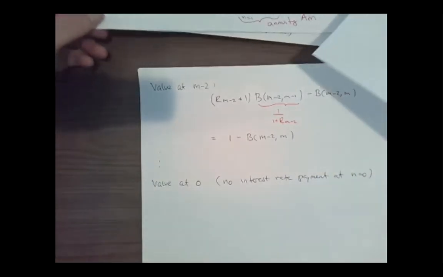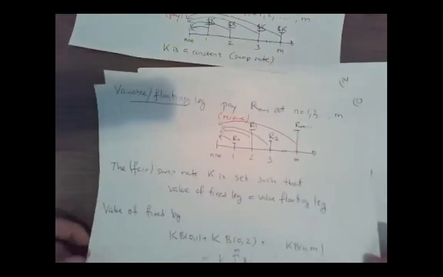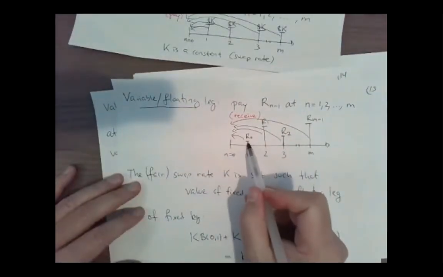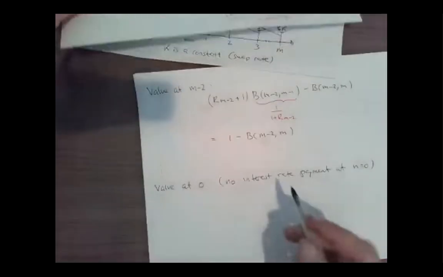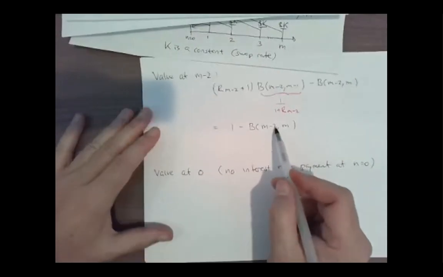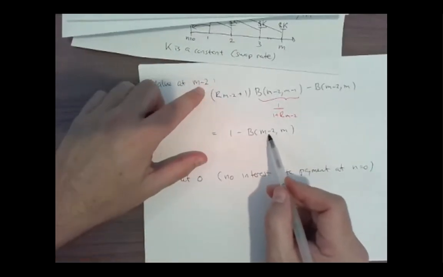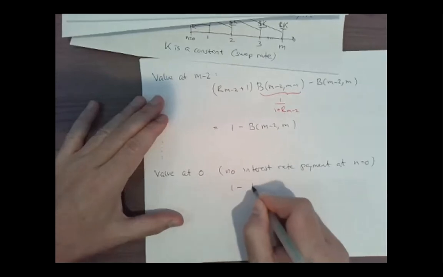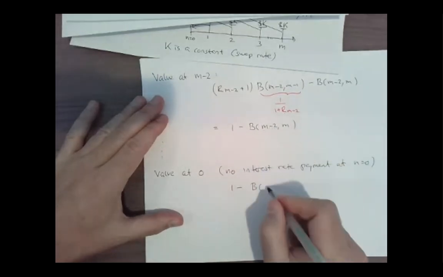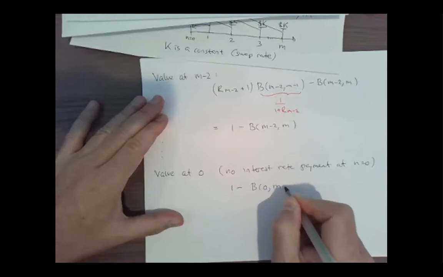Right, when we look at our picture up here, the first payment that we're going to get is at time 1. We're not going to get any payments at time 0. So you keep going like this all the way back. You see m minus 2, it's what appears here. So you'll get that the value is 1 minus b, and then this here will be 0 m.